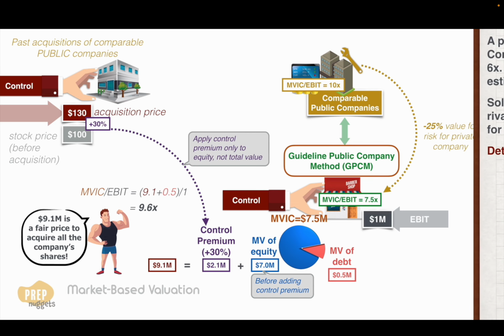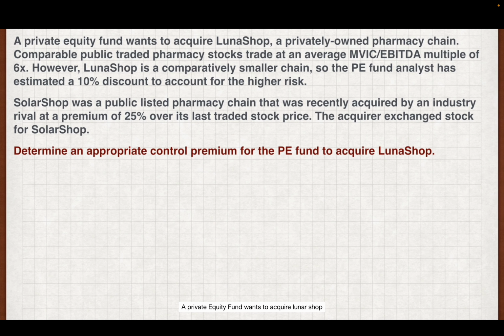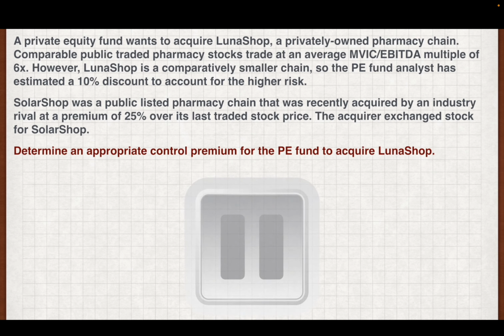Let's pause for some practice. A private equity fund wants to acquire LunaShop, a privately owned pharmacy chain. Comparable public traded pharmacy stocks trade at an average MVIC over EBITDA multiple of 6 times. However, LunaShop is a comparatively smaller chain, so the PE fund analyst has estimated a 10% discount to account for the higher risk. SolarShop was a public listed pharmacy chain that was recently acquired by an industry rival at a premium of 25% over its last traded stock price. The acquirer exchanged stock for SolarShop. Determine an appropriate control premium for the PE fund to acquire LunaShop. Pause the video now and work out your answer.